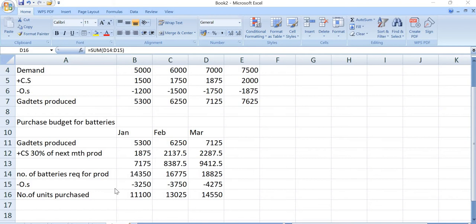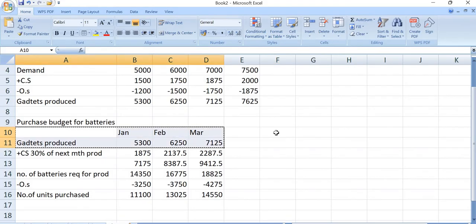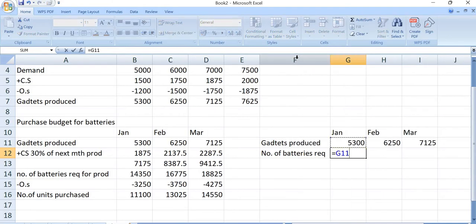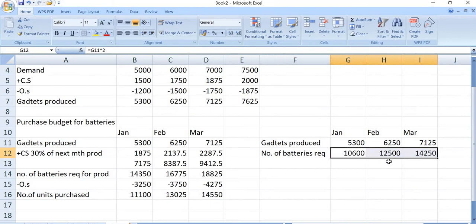We can prepare the purchase budget in another way as well. If this method is confusing, you can follow another method. This is an alternate method. Gadgets produced are 5,300, 6,250 and 7,125. I will convert here itself the number of batteries required. So 5,300 into 2 I require, right? So 10,600, 6,250 into 2, 12,500, and 7,125 into 2, 14,250.